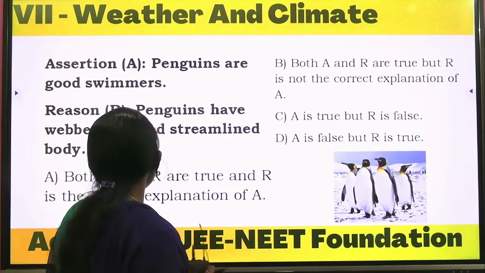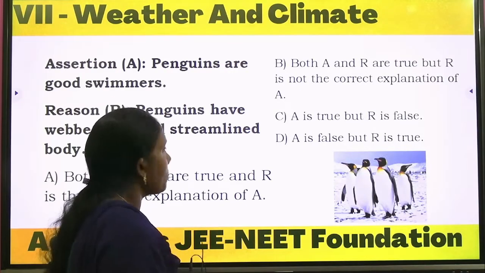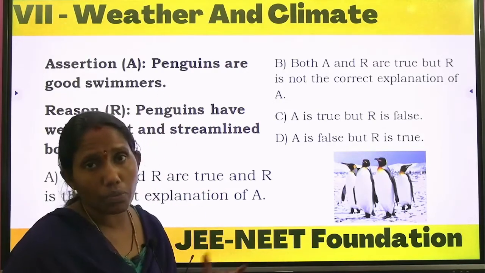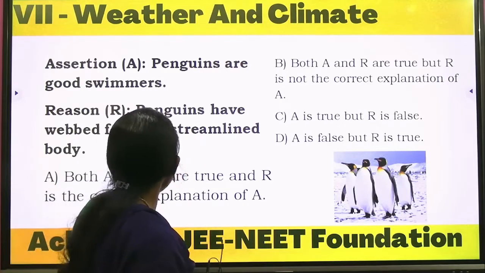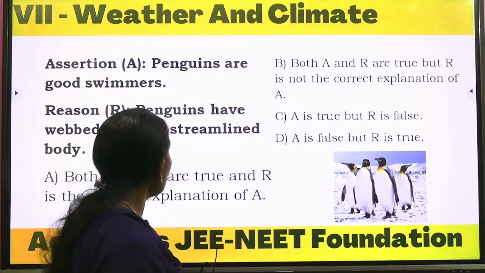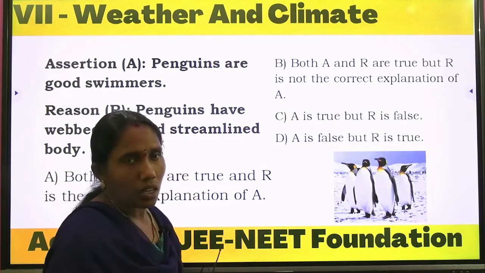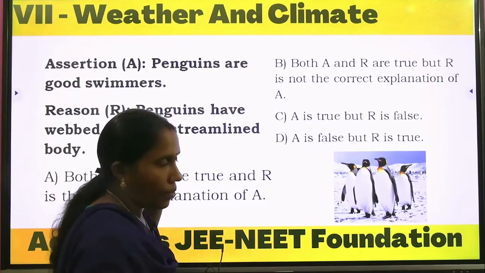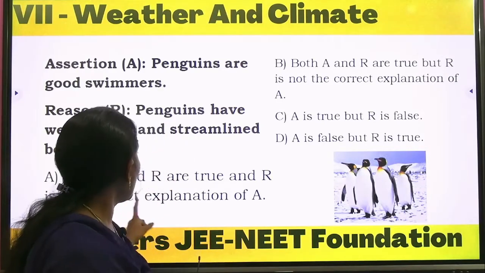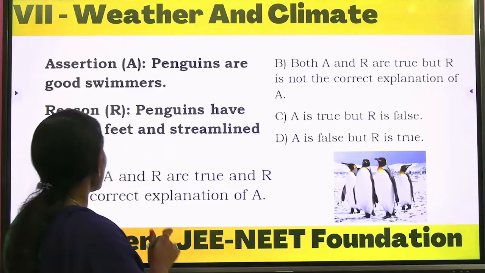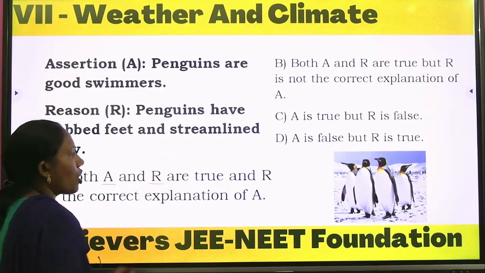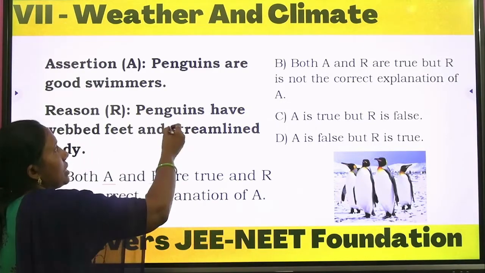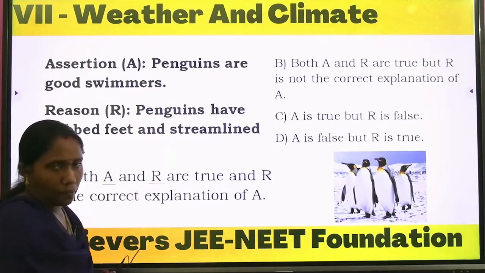So in this, the first assertion is penguins are good swimmers. Why are penguins good swimmers? The reason is given: penguins have webbed feet and streamlined body. So this is the assertion and this is the reason for that assertion. The options: first one, both A, which means assertion, and R, which means reason, are true and R is the correct explanation of A.